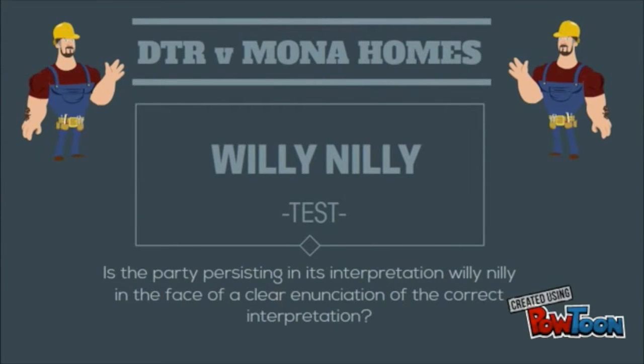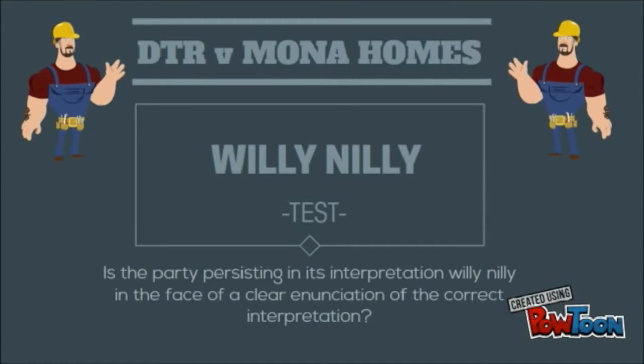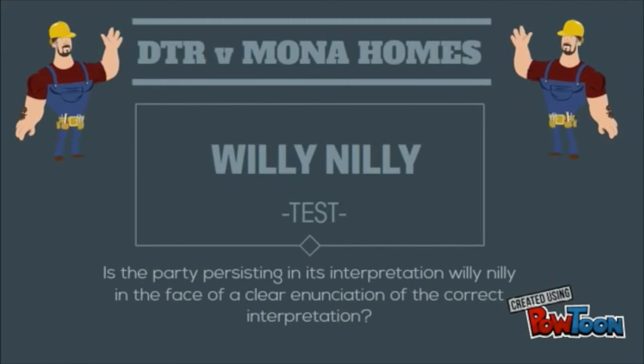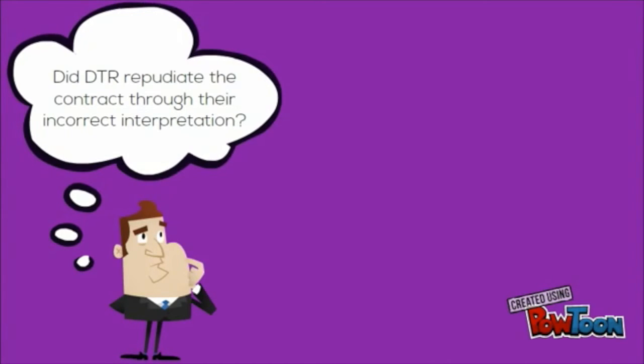Good question. In this case, we apply the willy-nilly test from DTR and Mona Holmes. Is the party persisting in its interpretation willy-nilly in the face of a clear enunciation of the correct interpretation? In the case of DTR and Mona Holmes, there was a contract for a subdivision for all 35 lots. The vendor, however, only believed they were obliged to lodge a plan of subdivision for the 9 lots that had actually been sold. Do you think DTR repudiated the contract through their incorrect interpretation?